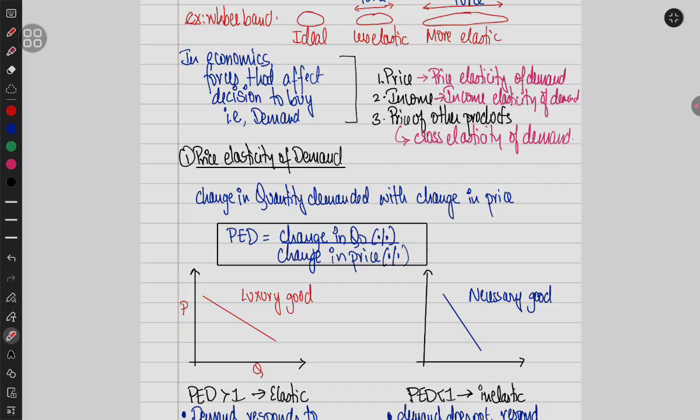Likewise, see, first we will write a formula: price elasticity of demand. Price elasticity of demand is nothing but the change in quantity demanded when there is a change in price, and both are expressed in percentage terms.